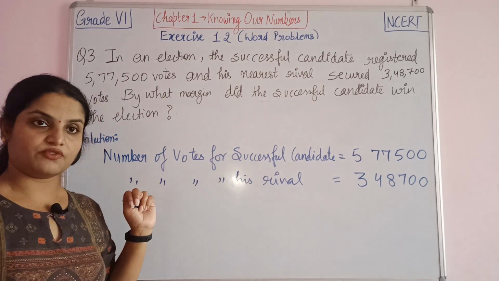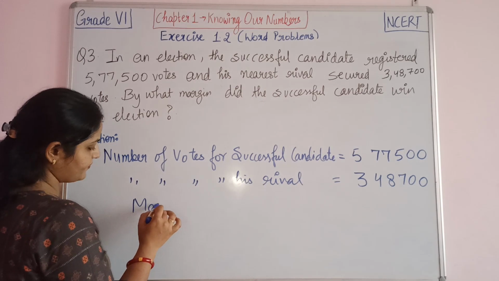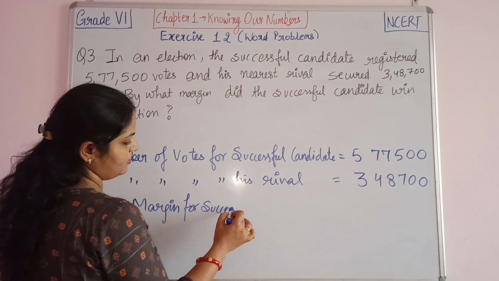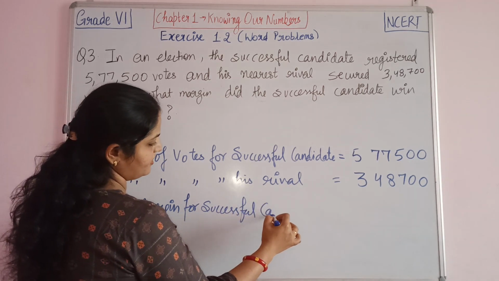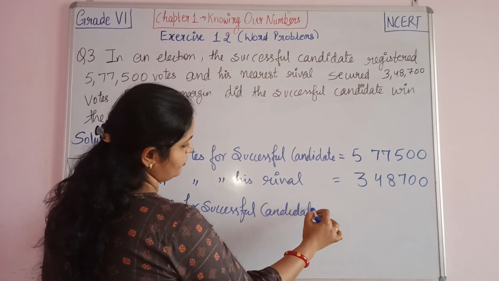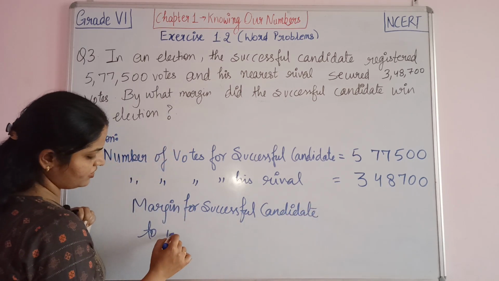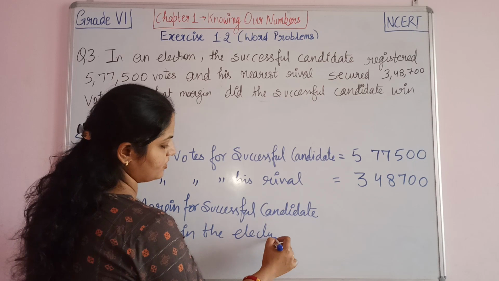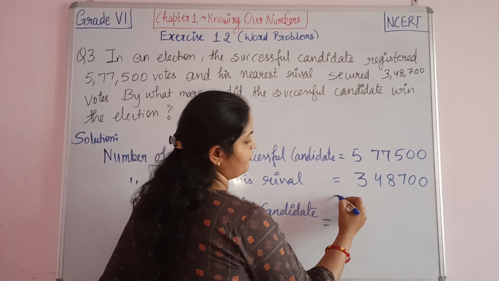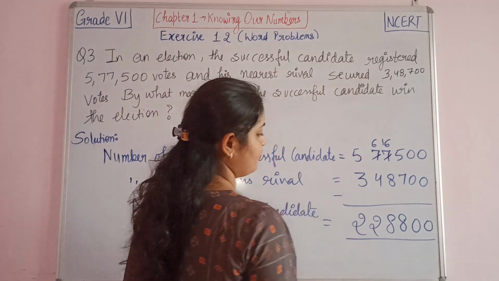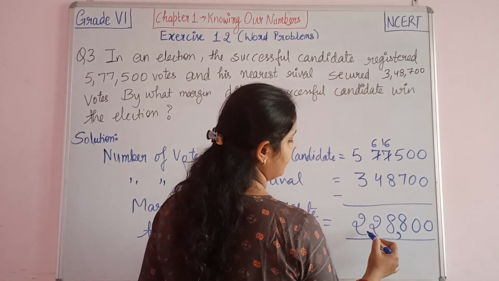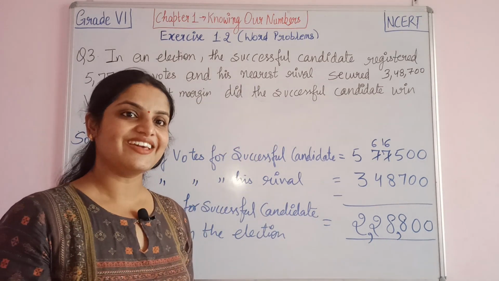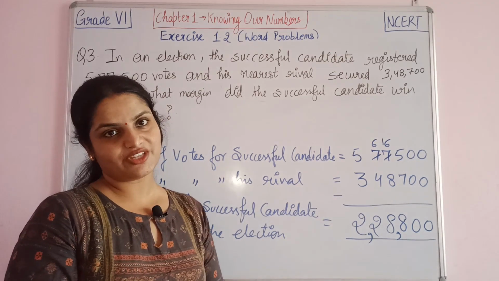Is the difference between the votes. Okay, so margin for successful candidate to win the election is the difference in these two. So what is the margin by which the successful candidate has won the election? Is 2,28,800 votes. Okay, I hope this is clear to you. Now let's move on to the next question.